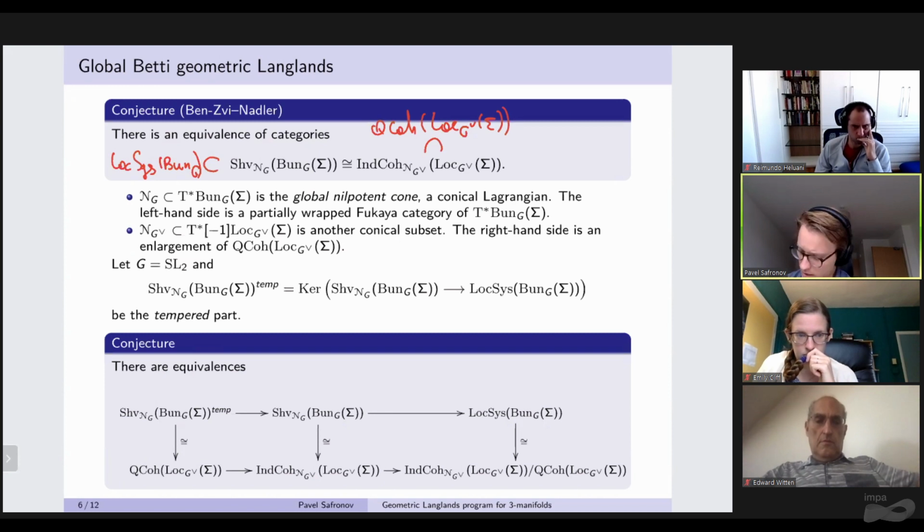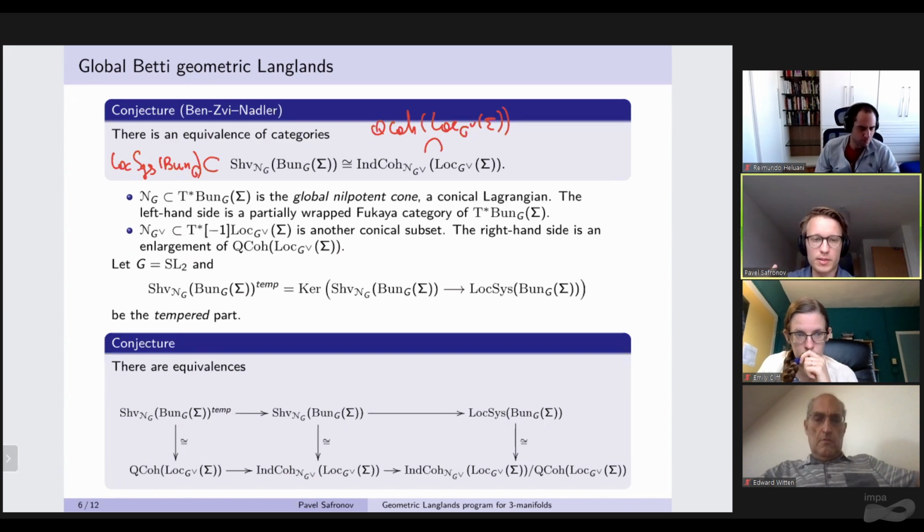So let me try to say something a bit more precise. So slightly refine this conjecture. So again, what happened is that you have these two categories, local systems and quasi-coherent sheaves, and you have two enlargements. But it turns out that this conjectural equivalence is not even supposed to match those nice subcategories, local systems and quasi-coherent sheaves. But let me explain what's going on with these easy subcategories.